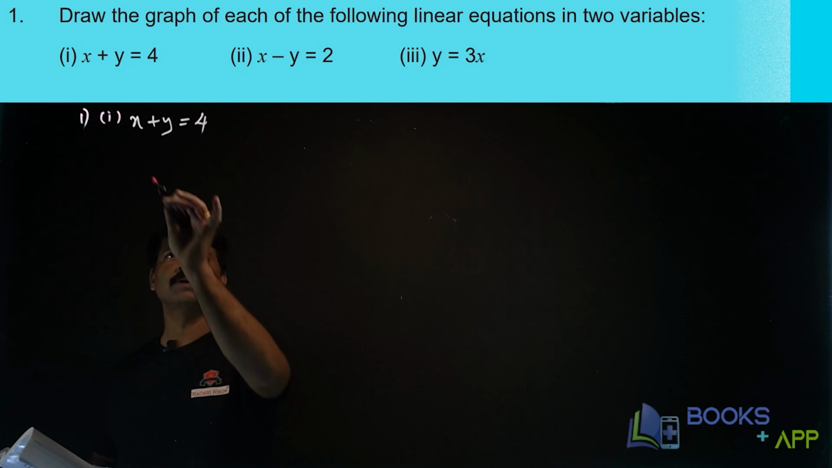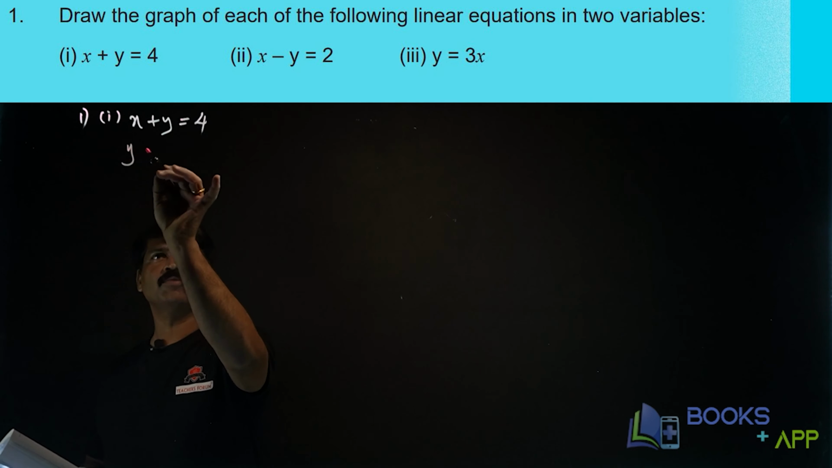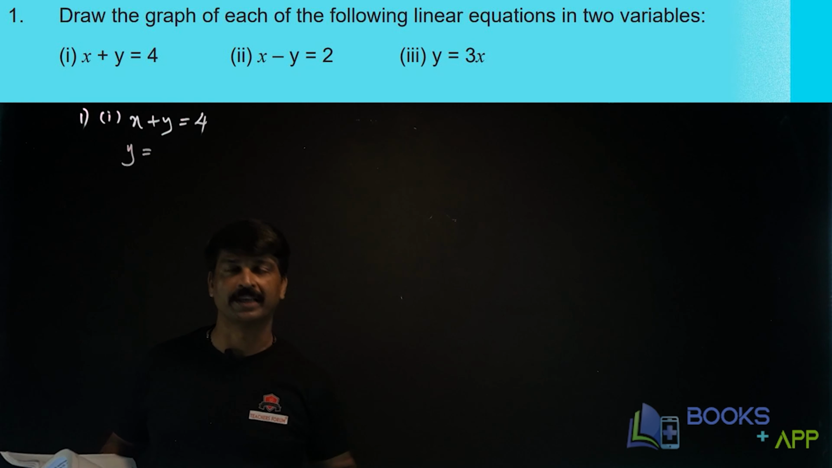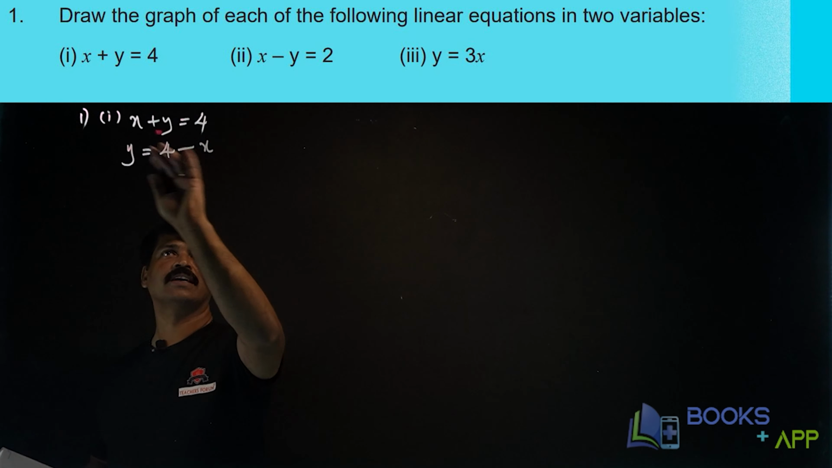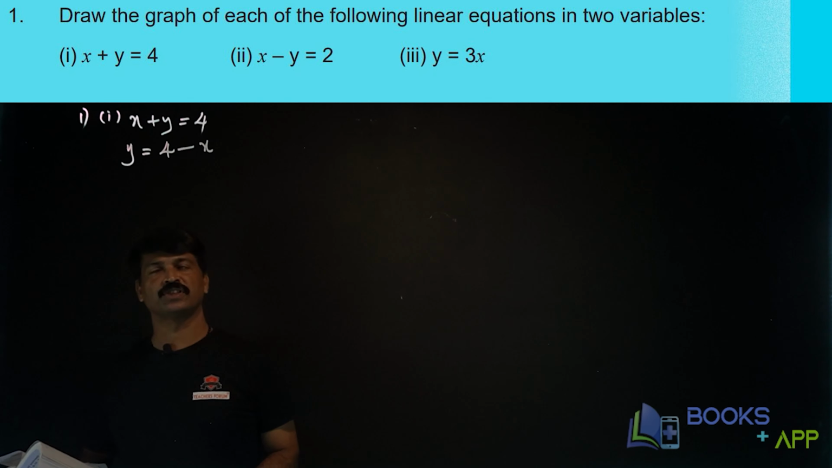When you are given this type of question, the first step is to find out what y is. What is y from here? y is equal to 4 minus x. Take x to the right side, so it will become minus x.